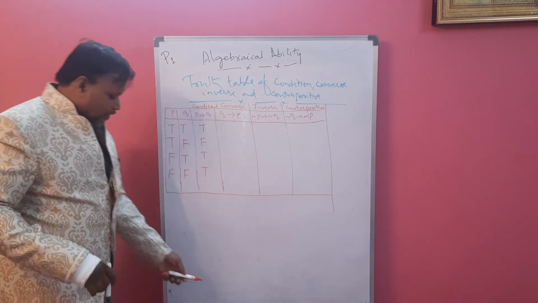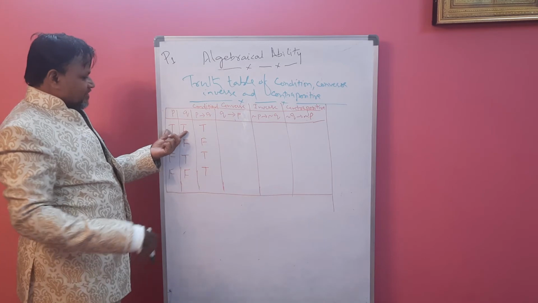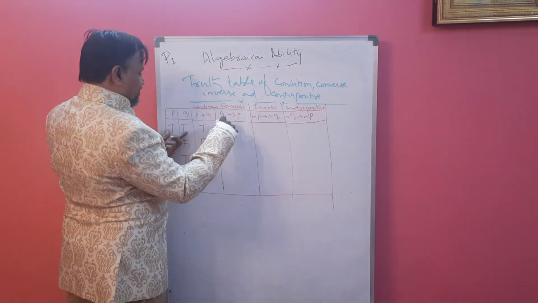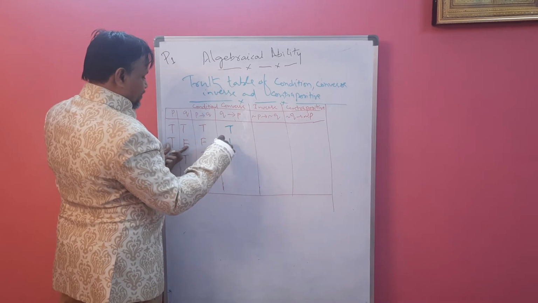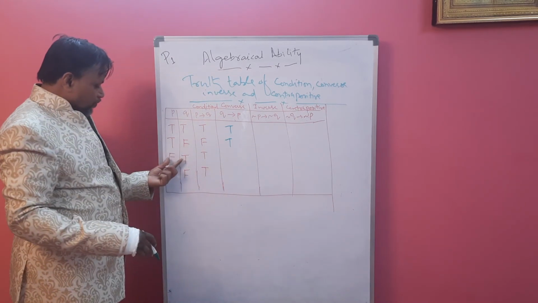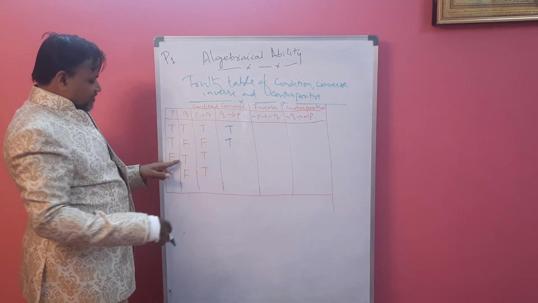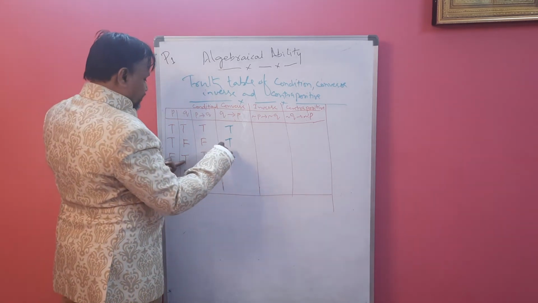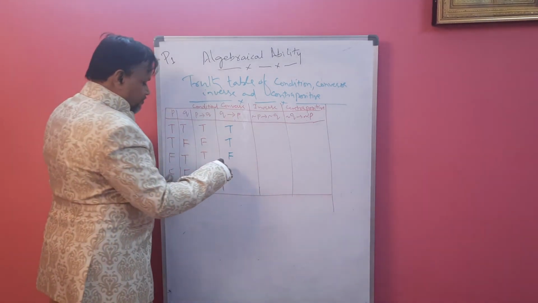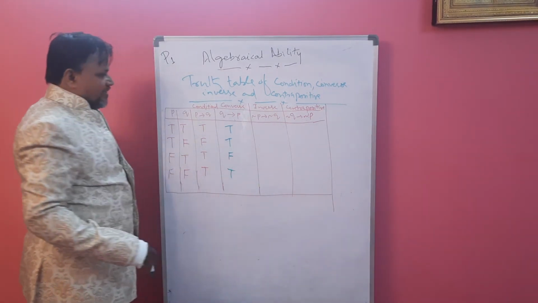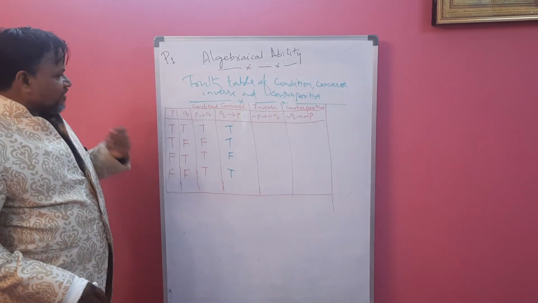Now put your fingers from Q to P. True, false not there, so it is implies. True, false not there, this also implies. True, false, yes. True to false, yes, so put false. True, false, no, put true. Now take the negation. Here negation is not there.